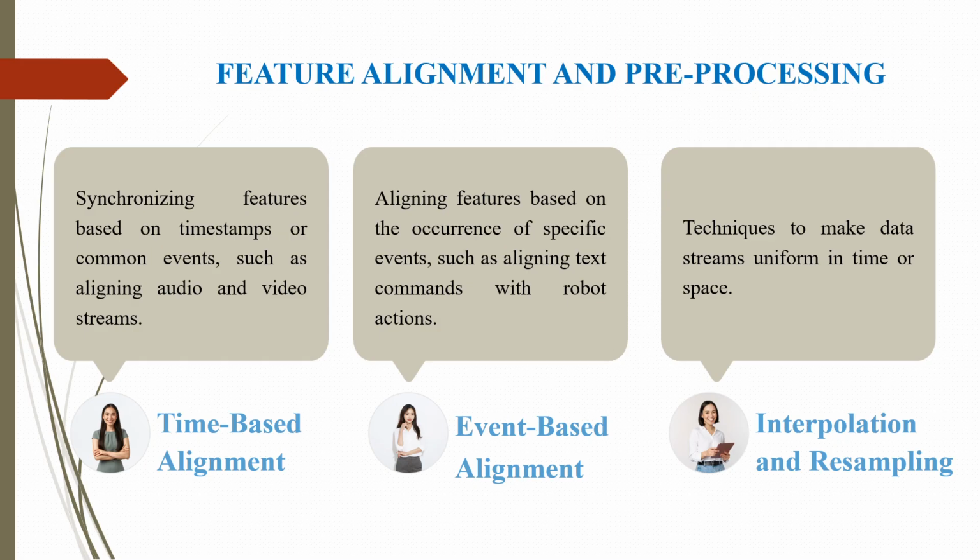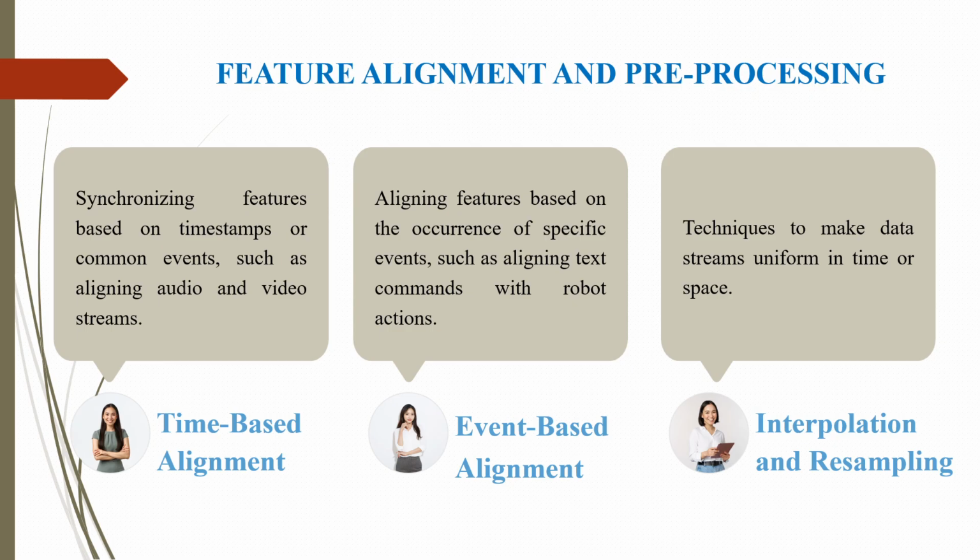For the feature representation, we need to align the data because the time-related features have to be aligned with the spatial-related features. That is the most important. So we need to synchronize the features based on timestamps or common events, such as aligning audio and video streams. For example, when the video is running, the text has to be matched with that video content. So we need to align the features properly. That is the most important thing. We can also align features based on the occurrence of specific events, such as aligning text commands with robot actions.